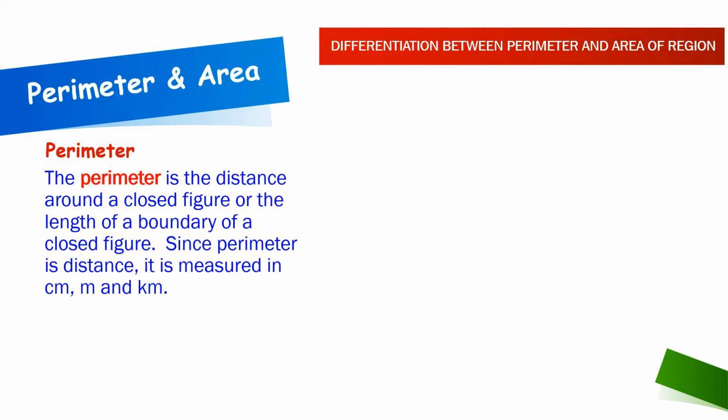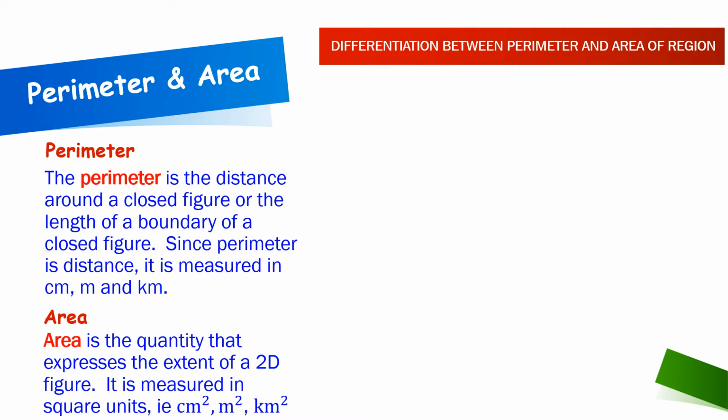The perimeter is the distance around a closed figure or the length of a boundary of a closed figure. Since perimeter is distance, it is measured in centimeters, meters, and kilometers, etc. Area is the quantity that expresses the extent of a 2D figure. It is measured in square units such as centimeters squared, meters squared, and kilometers squared.